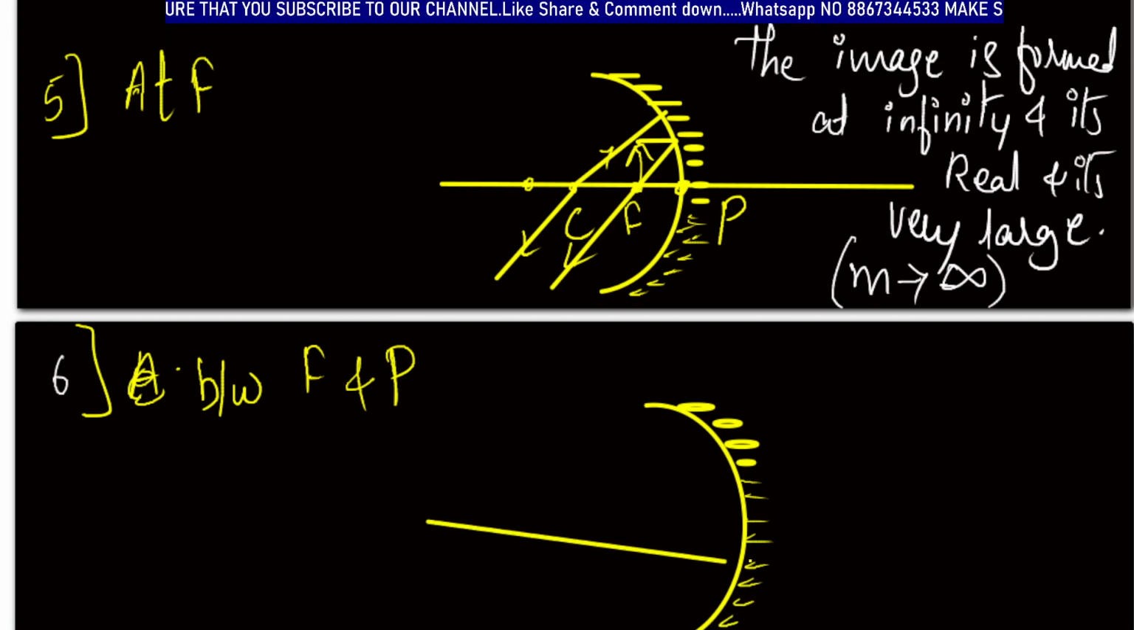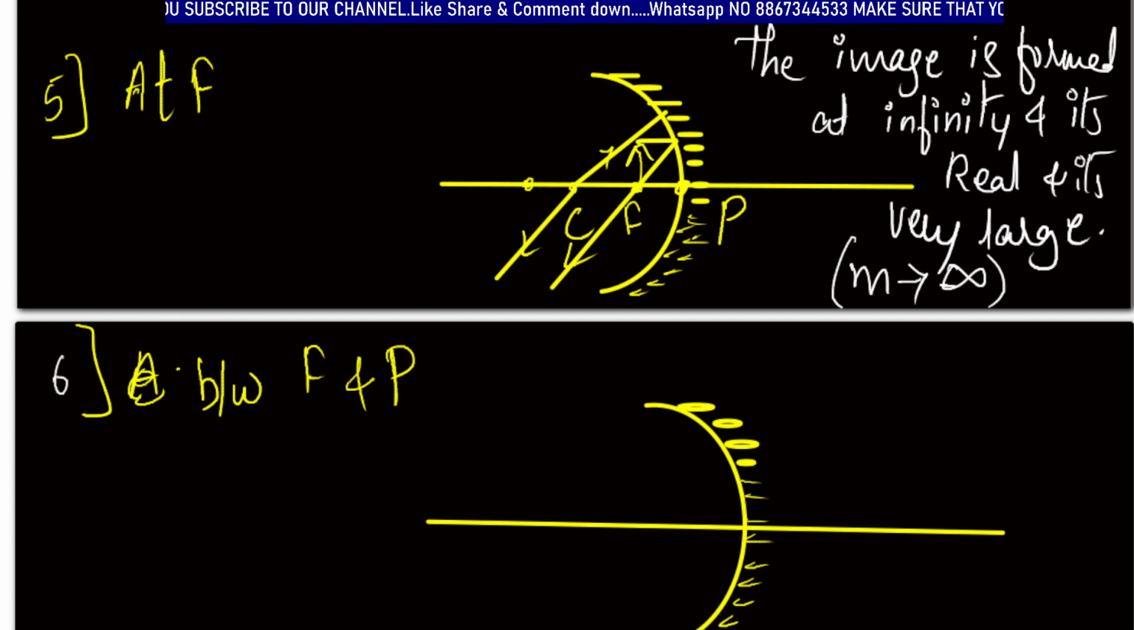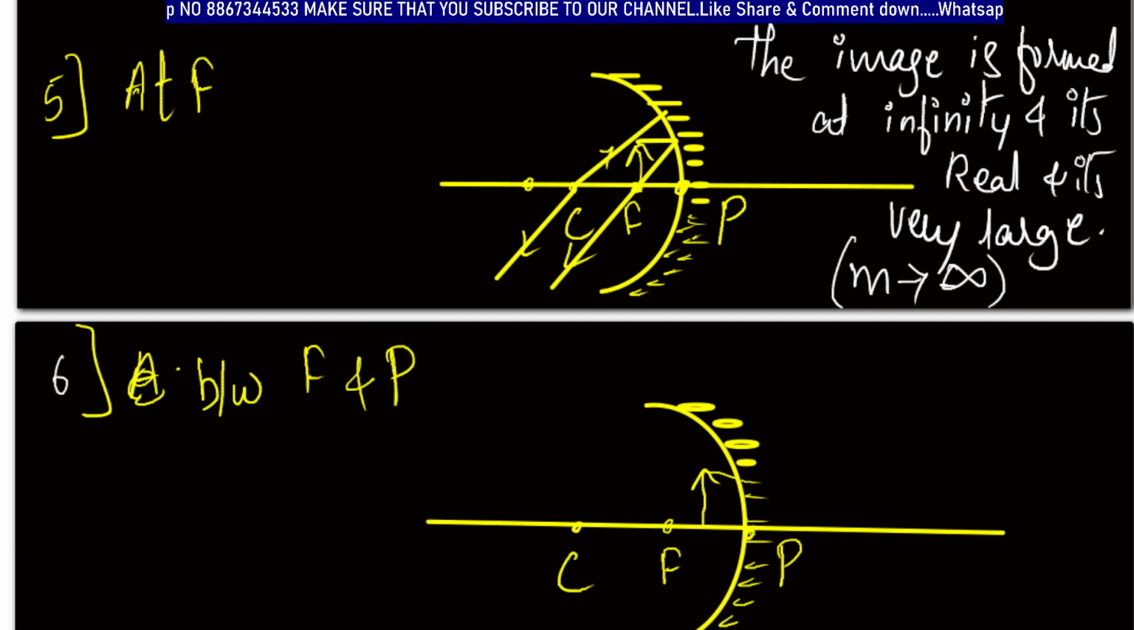Principal axis, pole, center of curvature. This is the focus. When the object is placed between the focus and pole, the first ray will be the parallel ray, which passes from the focus.